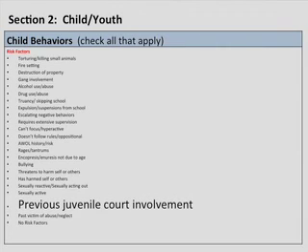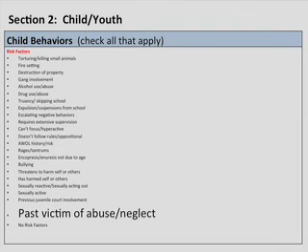We have threatens to harm themselves or others, has harmed themselves or others, sexually reactive or sexually active, previous juvenile court involvement, and we wanted a place to document that this is a child who perhaps has been interfacing with the court system already, to kind of look at what's going on with that situation. They were a past victim of abuse or neglect.